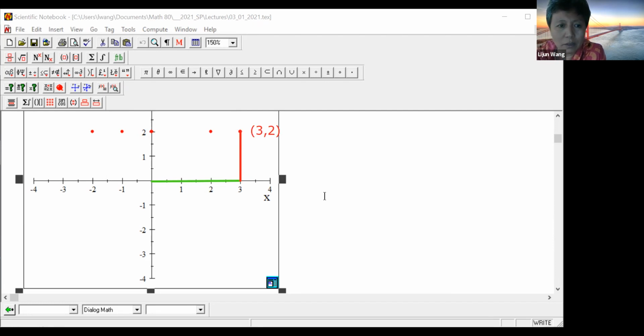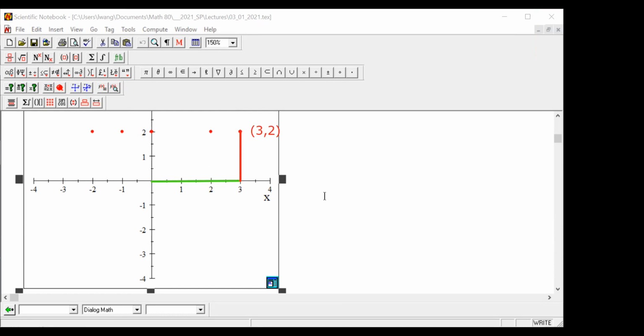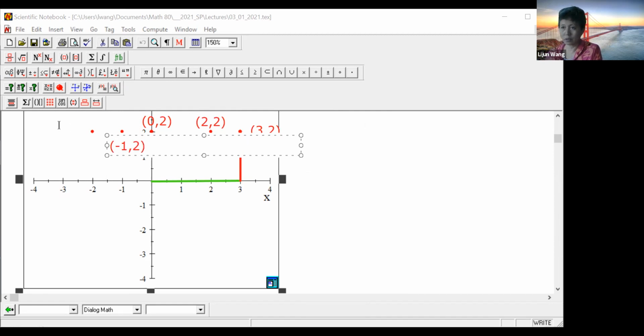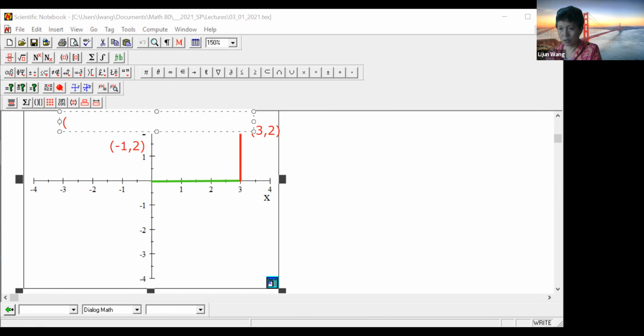Is it still abstract, you guys? Do you follow me? Yes. Input, output, right? So can you mark each one of these points for me on your picture? So this is input 2, output 2. And this one is input 0, output 2. And this one, input is negative 1, output 2. And this leftmost is negative 2, output 2.